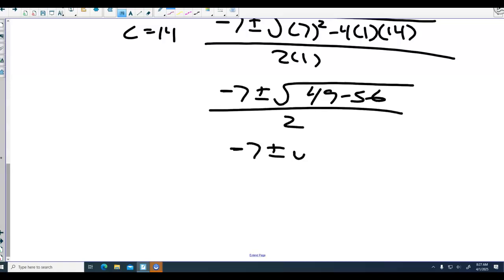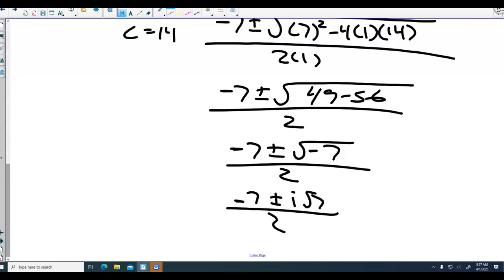Negative 7 plus or minus the square root of a negative 7 under the radical. Negative 7 plus or minus i root 7, over 2.